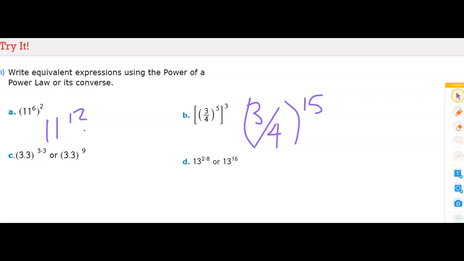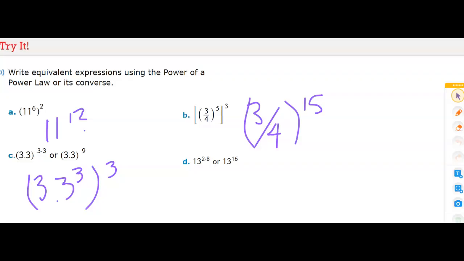Then we have 3 and 3/10 for C, 3 times 3, or 3 and 3/10. Well, that kind of gives us the answer right there. I guess these want you just to write it in a different way. So you have 3 and 3/10 to the third power, parentheses, to the third power. That'll give you 3 and 3/10 to the ninth power as well.